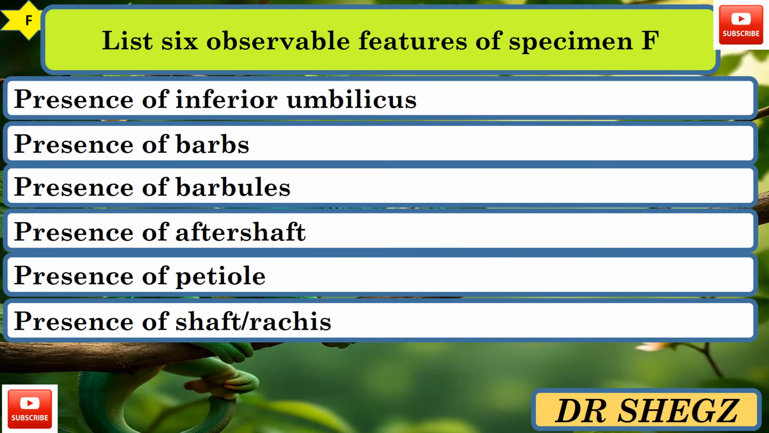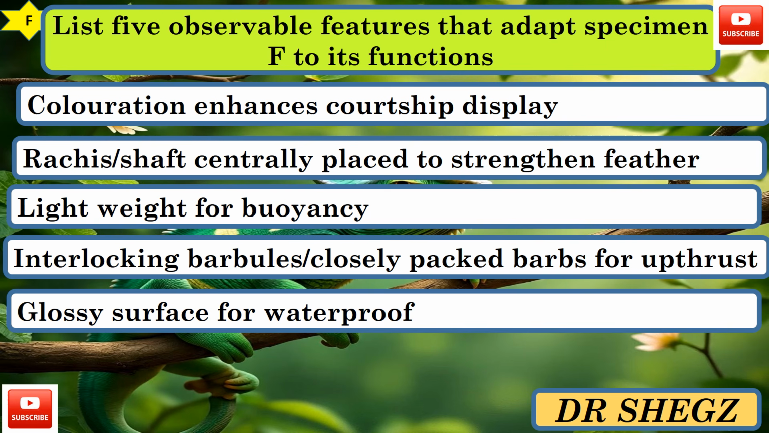Observable features: inferior umbilicus, barbs, barbels, in both inferior and superior umbilicus, then of course after shaft, petiole, and the rachis. So all of these are features of the quill feather. Observable features that adapt it to its functions. Now, the color enhances, remember, we said one of its functions is courtship display. So the coloration enhances courtship display. Then, of course, the rachis is centrally placed to straighten the feather, lightweight for buoyancy, streamlined bodies.